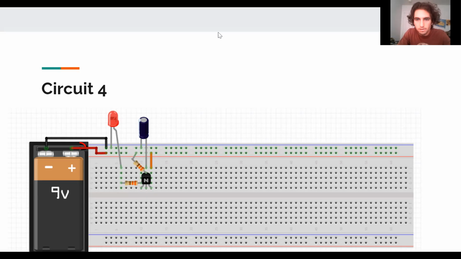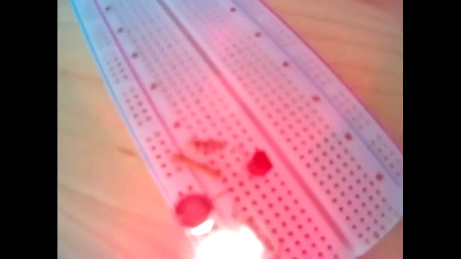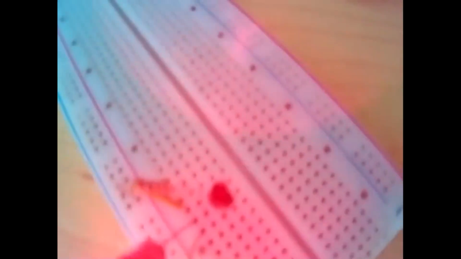So let's see. Yeah, when in doubt, just always look at the data sheet. So let me switch camera. So this is what the circuit looks like. It's kind of hard to see because of the LED. But basically, I have the BJT there, I have the resistor and the capacitor. So once I, this is kind of hard to see. Okay, let me do it like this.